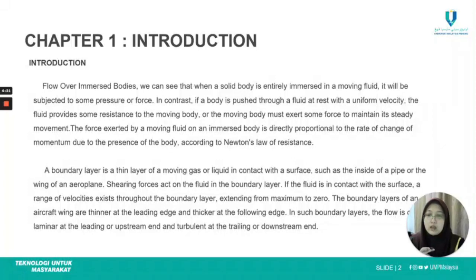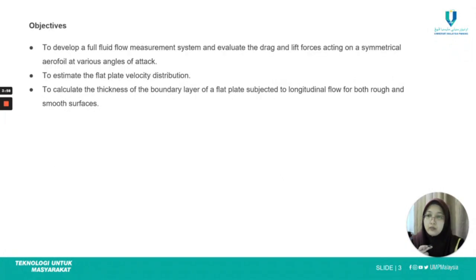Next, a boundary layer is a thin layer of a moving gas or liquid in contact with a surface, such as the inside of a pipe or the wing of an aeroplane. Shearing forces act on the fluid in the boundary layer. If the fluid is in contact with the surface, a range of velocities exists throughout the boundary layer, extending from maximum to zero.